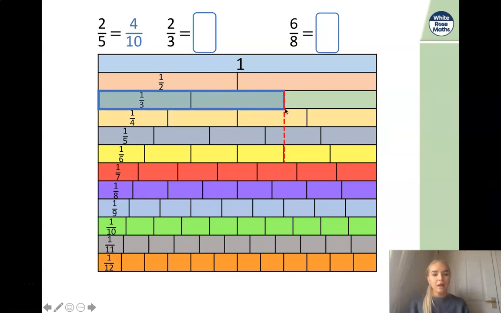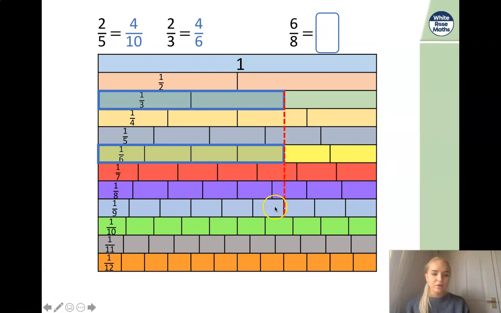I can then draw my line and I can see that I've gone into my yellow bar, which is my 6ths. Counting along, 1/6, 2/6, 3/6, 4/6. I can see that 2/3 is equivalent to 4/6. But wait, are there any other fractions that 2/3 is equivalent to? Shall we keep drawing our line and see if we can find any?